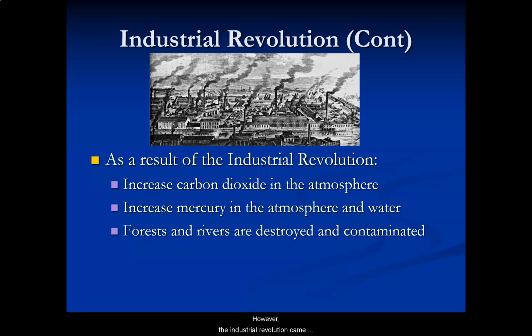However, the Industrial Revolution came with a cost to the environment. As a result of the Industrial Revolution, there was increased carbon dioxide within the atmosphere, increased mercury within the atmosphere and water, and forests and rivers were destroyed and contaminated for industrial advancement.